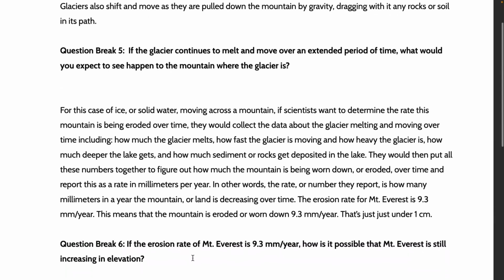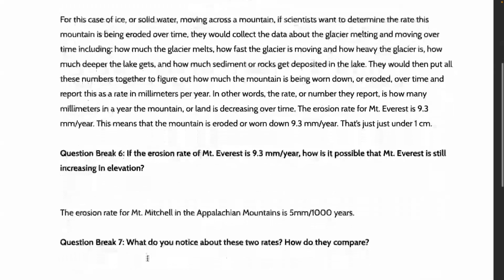And it says if the erosion rate of Mount Everest is 9.3 millimeters per year, how is it possible that Mount Everest is still increasing in elevation? Remember, it's at a plate boundary, so the plates are still pushing it up. So maybe it's getting pushed up more than erosion is wearing it down. We'll have to check that out.